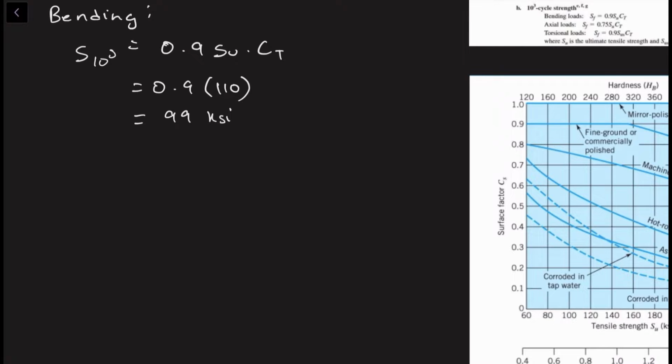Let's start with bending loading. The S10^3 is equal to 0.9 Su times CT. In this case, CT is equal to 1 because it's at room temp. This makes it equal to 99 ksi. Sn prime can be calculated using the formula Sn' is equal to half of Su. This formula can only be applied when the material is steel. This makes our Sn prime 55 ksi.